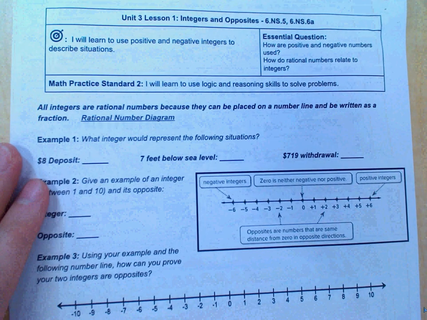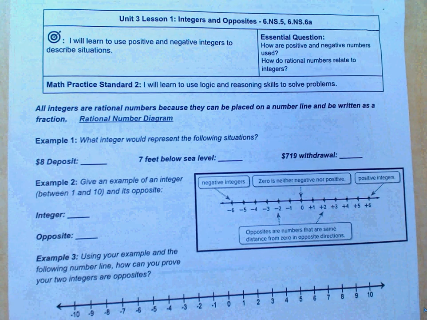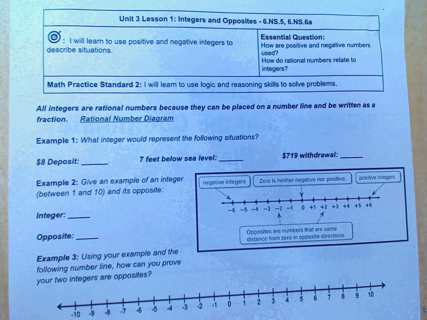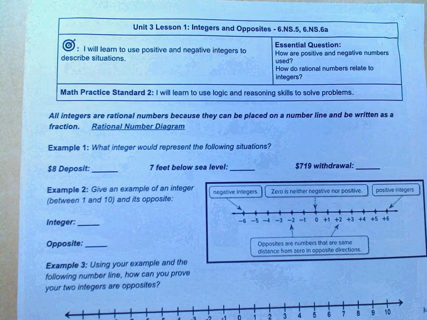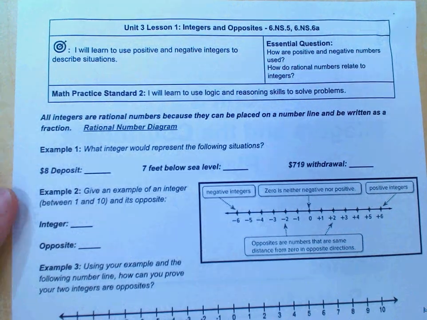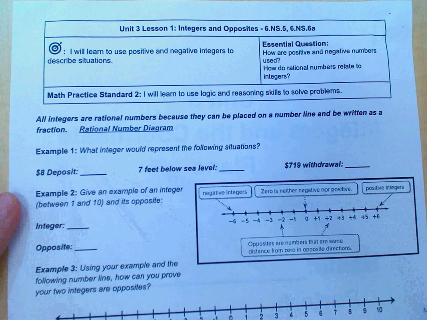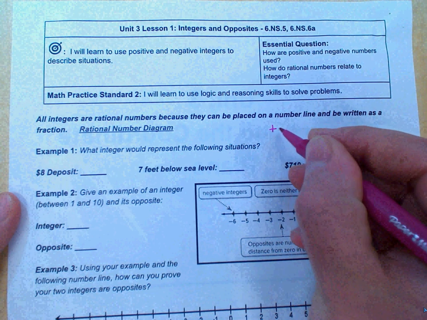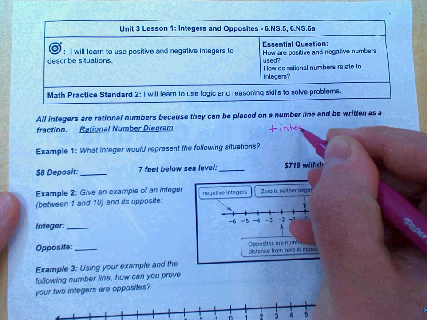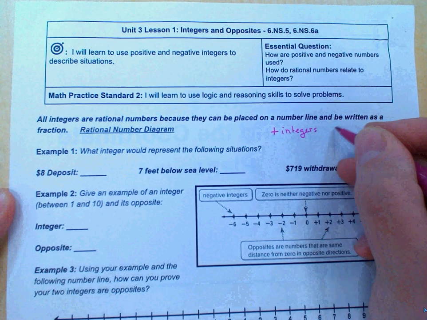Okay, what we're going to be working with are integers. Integers are numbers that can be placed on a number line, okay, and be written as a fraction. Now, if we're looking, we have either positive integers or negative integers.